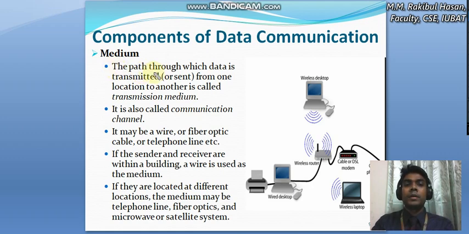So the path through which data is transmitted from one location to another is called the transmission medium. It is also called a communication channel. It may be wire, fiber optics, or telephone line, etc. If the sender and receiver are within a building, a wire is used as the medium. If the distance is short, then we can use a wire medium. But if the distance is very long, it is not wise to use a wire medium. At that time, we use a wireless medium. If they are located at different locations, the medium may be telephone line, fiber optics, microwave, or satellite communication.